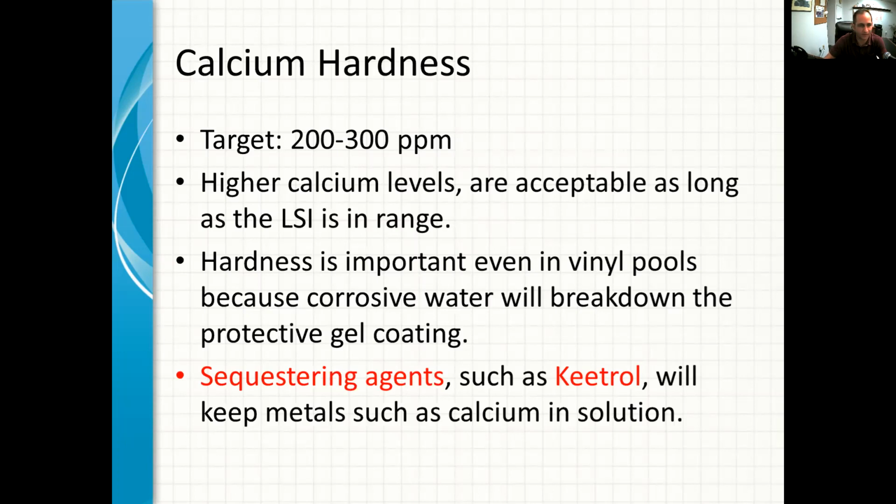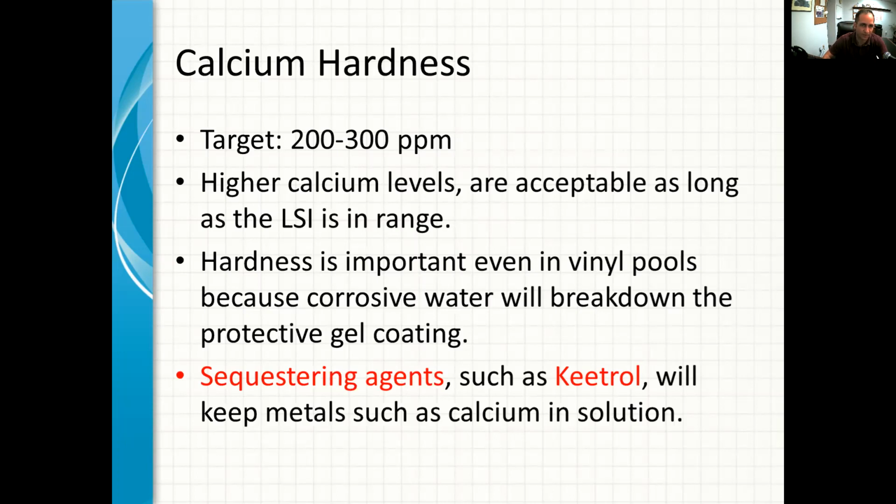So this goes along with everything else we've been talking about with corrosion and scaling tendency of your water. So adding hardness to your water, calcium hardness, will increase the LSI. It'll decrease the corrosivity of the water, because it'll push the LSI index number up higher.